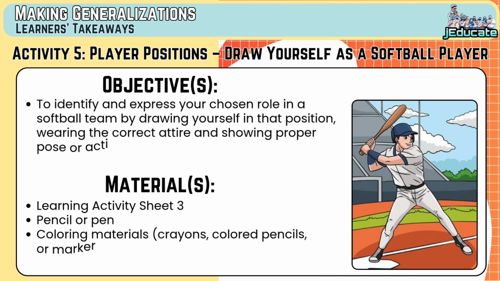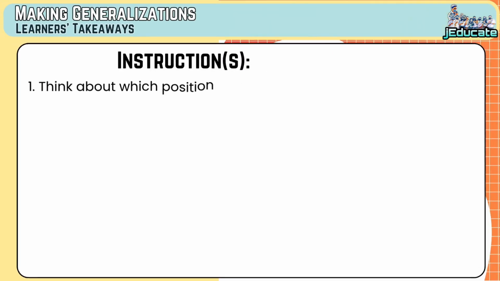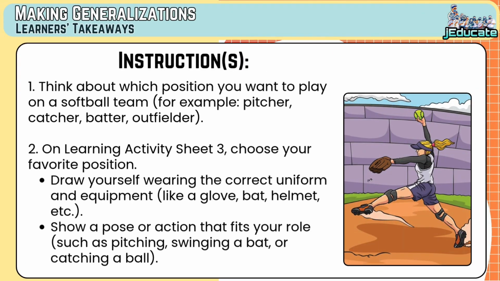Making generalizations, learner's takeaways. Activity 5, player positions. Draw yourself as a softball player. Instructions.